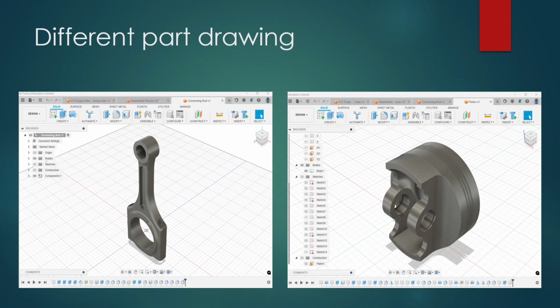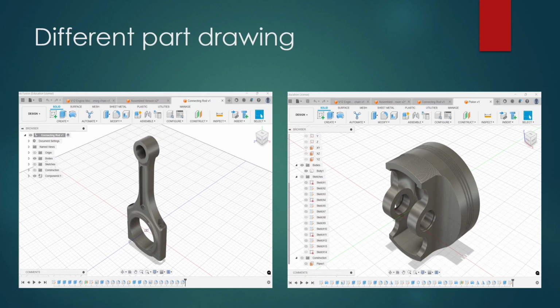I'm going to talk about the parts we used in the simulation. As you can see, the first part is the connecting rod and the second part is the piston. We utilized Fusion 360 to smooth our connecting rod and piston so they fit together in the V12 engine.